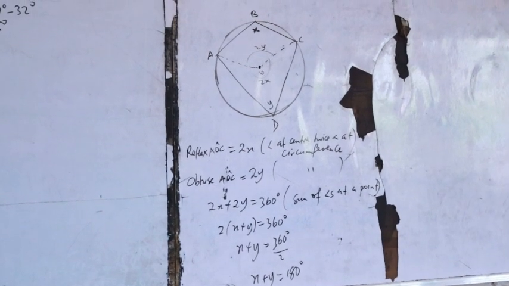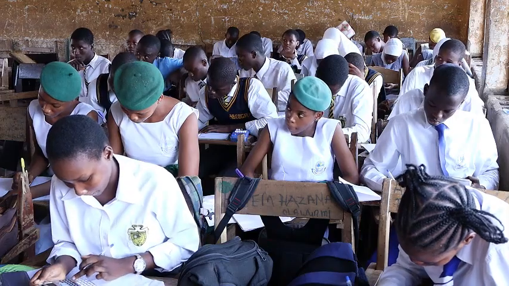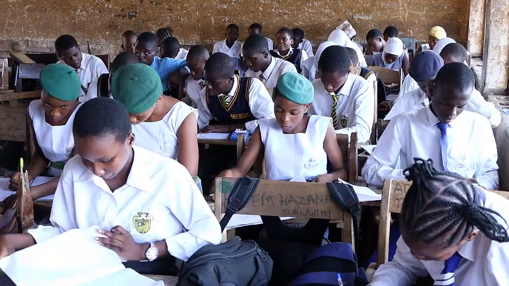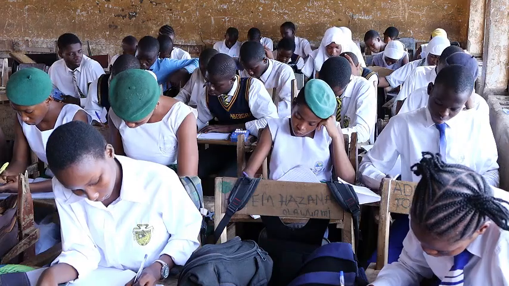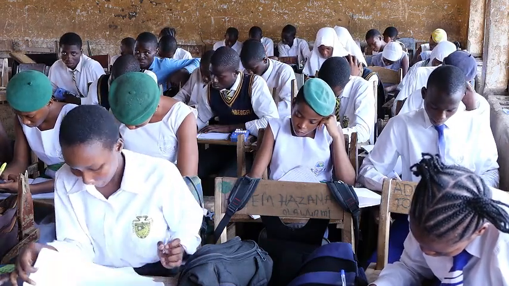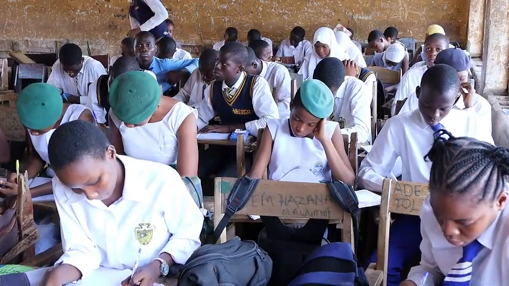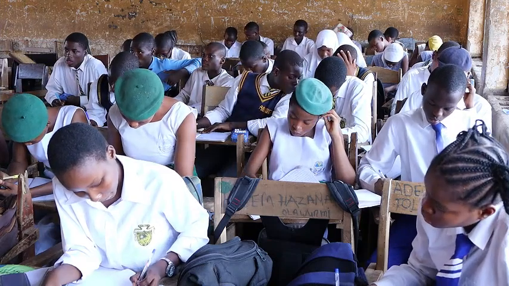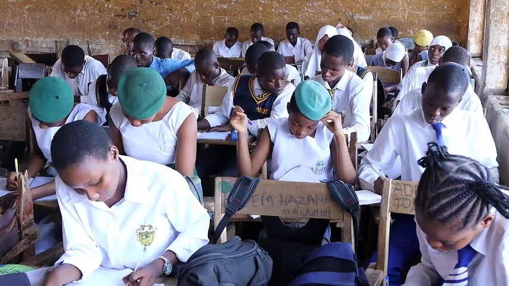Theorem: the exterior angle of a cyclic quadrilateral is equal to the interior opposite angle. Interior opposite angle. Look at this theorem too.